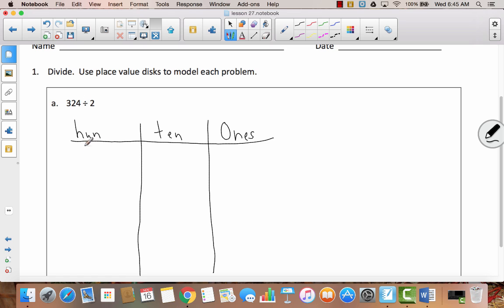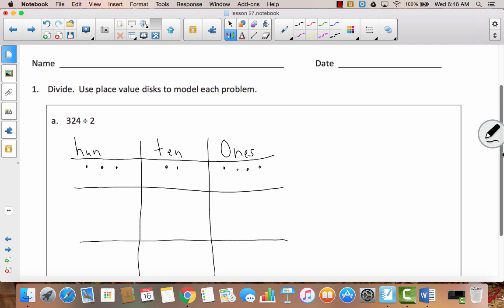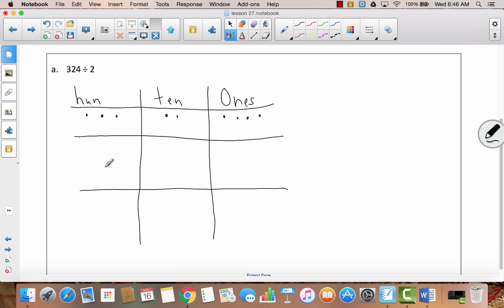So let's go ahead and model 300, 2 tens, and 4 ones. Now we're dividing by 2, so I'm going to go ahead and divide this into 2 parts. And it's really important that you count and make sure that you only have 2 groups. So I have 1, 2. So let's go ahead and divide the hundreds. So I have 100 here and 100 here.